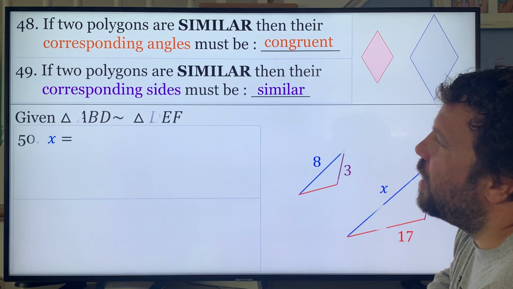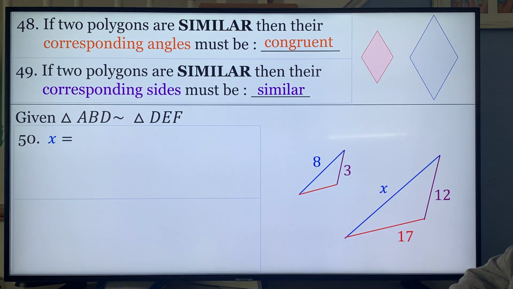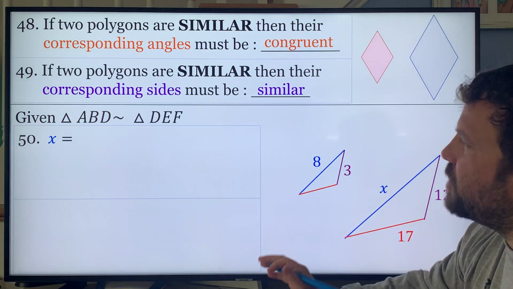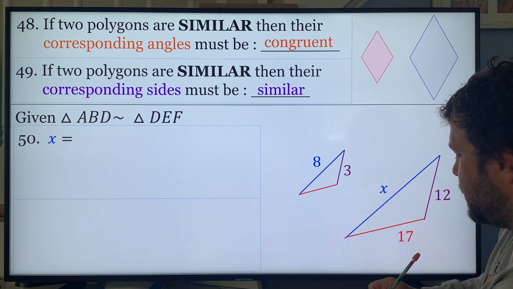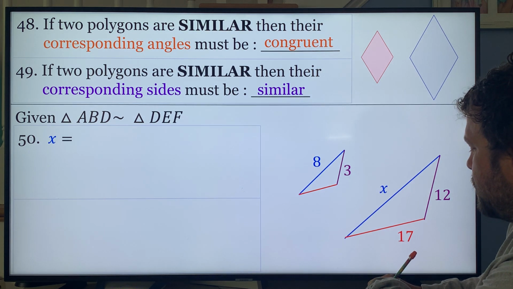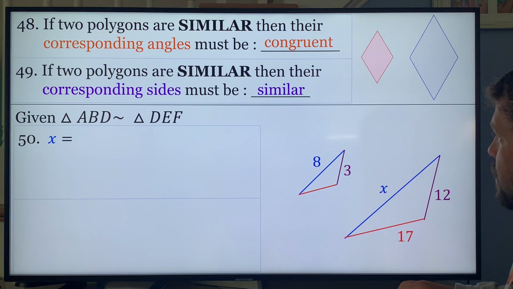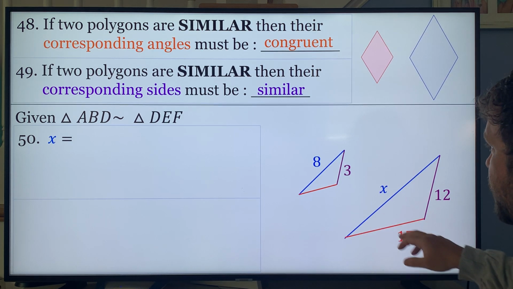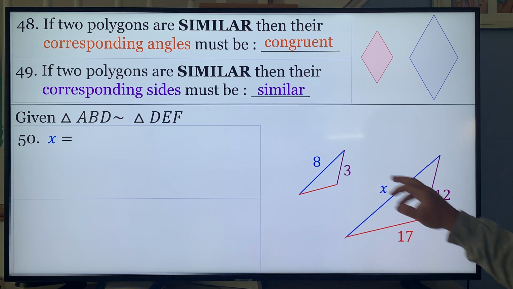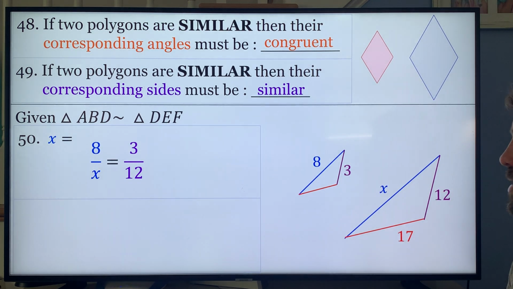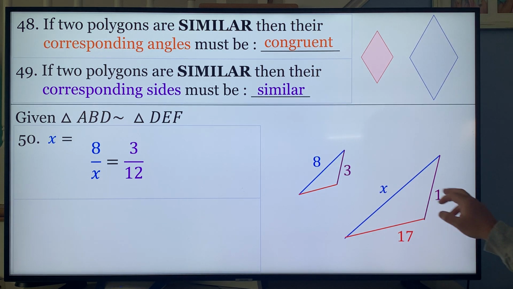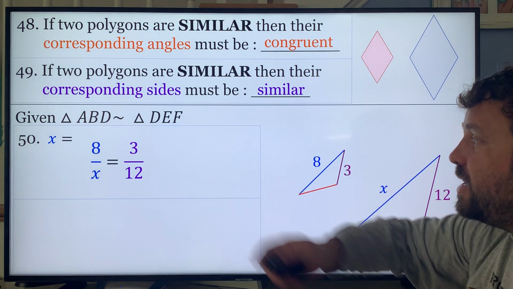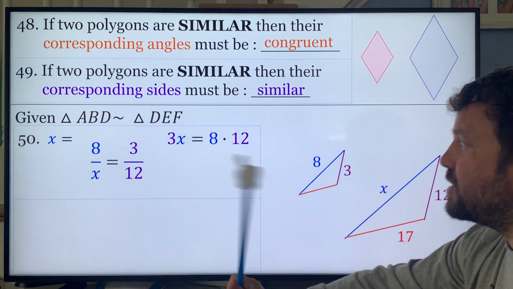All right. Let's see. Given triangle ABD is similar to triangle DEF. What do we know is true about these things? How do we set it up? We need first a scale factor. So look for ones that have both numbers up, 3 and 12. 3 over 12 equals 8 over x, or 8 over x equals 3 over 12. If you did 8 over 3 equals x over 12, it is okay. The key is after you set up the first step, the next step is always going to be the same.